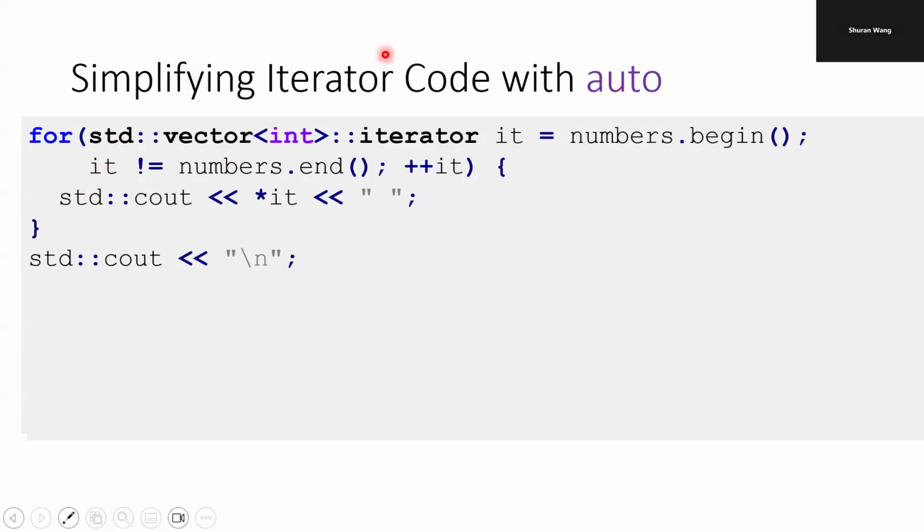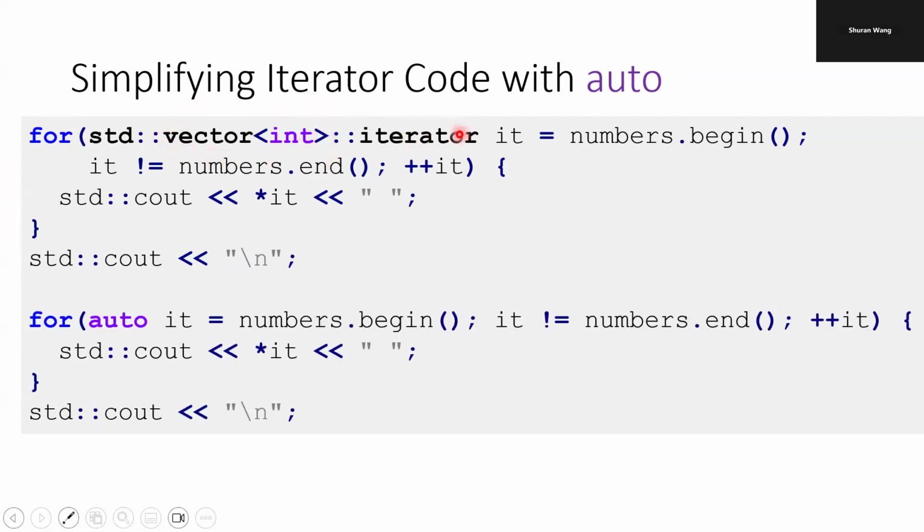So simplifying the iterator code with auto can then look like this. For the for loop, instead of specifying the vector int iterator it, you can use auto it. This shortens the line for the for loop by a lot. And then everything else is kept the same.